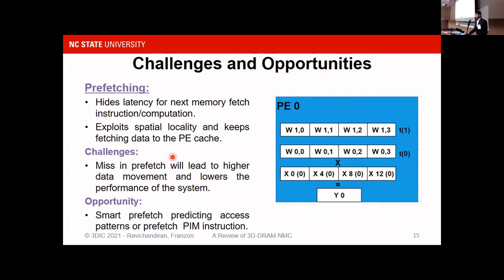One of the explorations that we think would be possible is to have a smart prefetcher which would predict the access patterns rather than having them hard coded or having an instruction sent over through the ISA. This would be a better implementation for varying workloads.